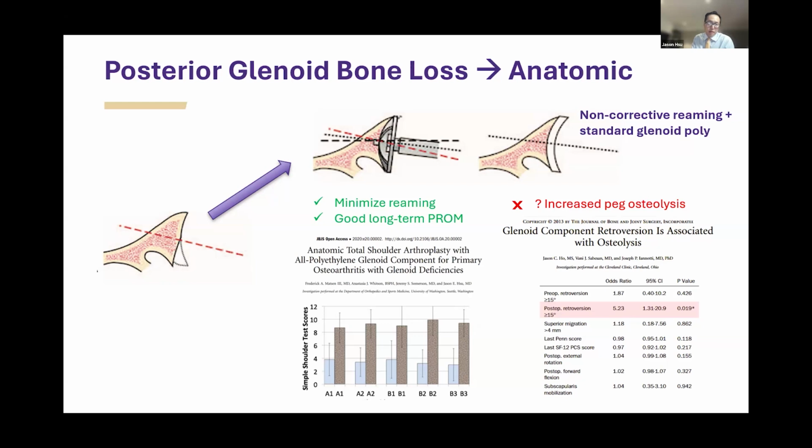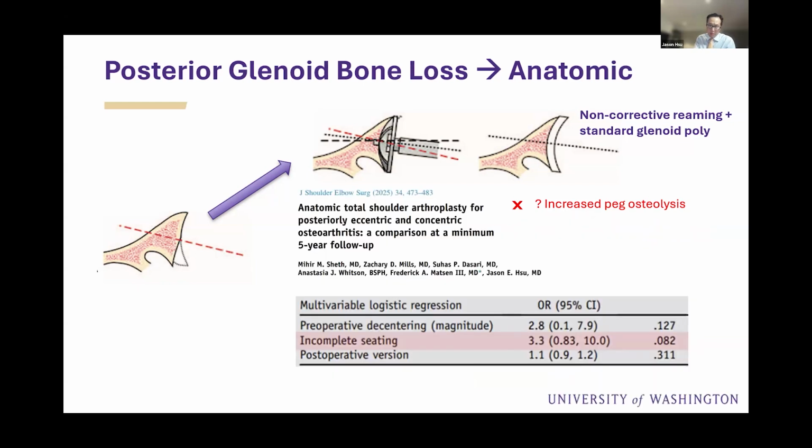And so a lot of people are concerned that if you implant the component in retroversion, it may lead to early loosening. One of our recent fellows, Mihir Sheth, looked at concentric and eccentric osteoarthritis and found in a multivariate analysis that maybe it's not the post-op component version that's as important as other things like seating of the glenoid component.